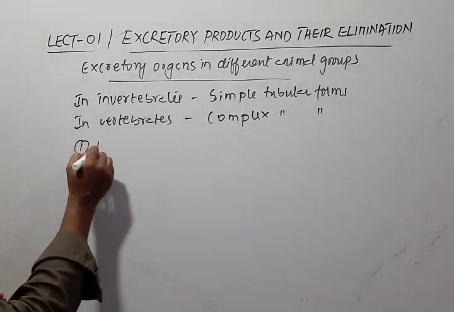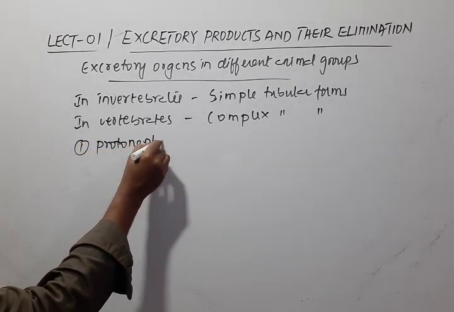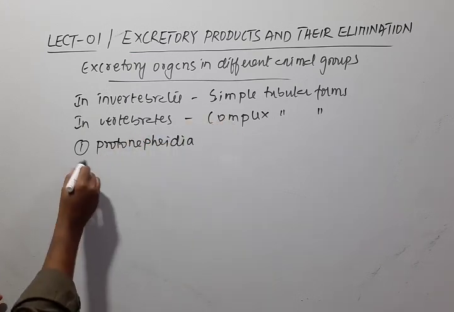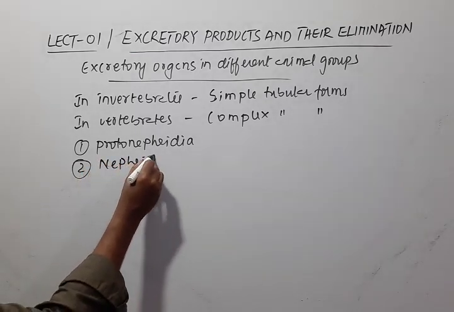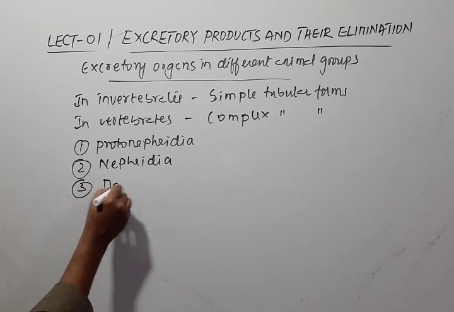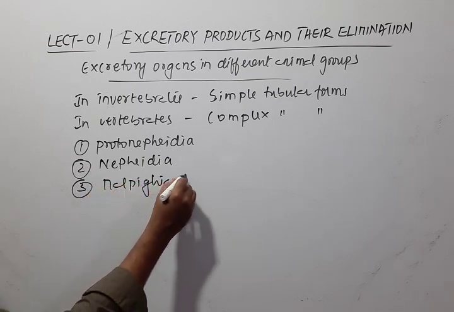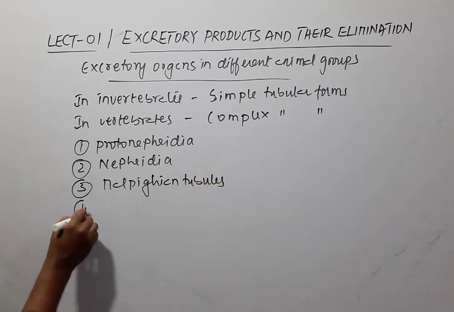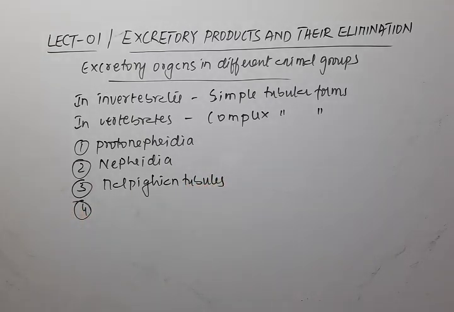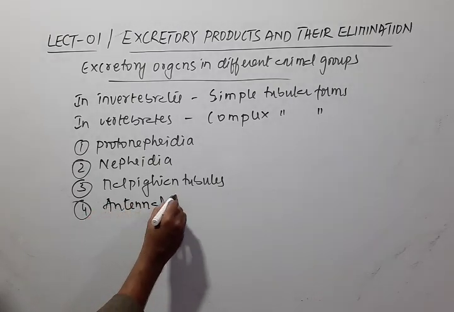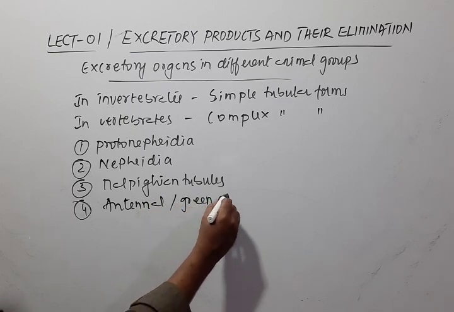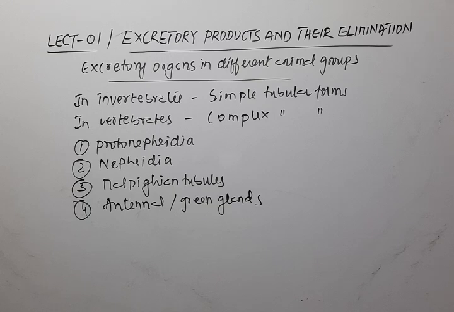One, the protonephridia, and another one, nephridia, and then the third one, Malpighian tubules, and the fourth one, the antennal glands or green glands. Antennal glands and green glands, and we have one more, the kidneys, that we will see later.